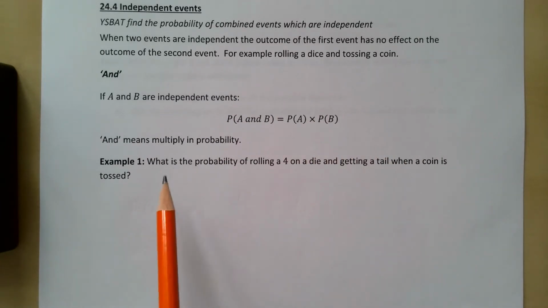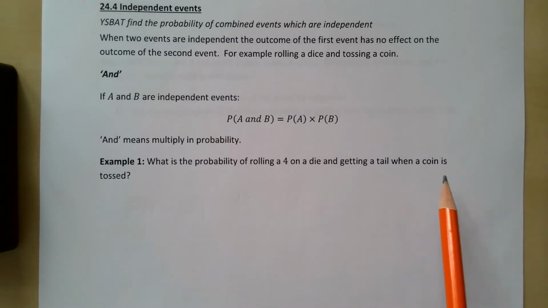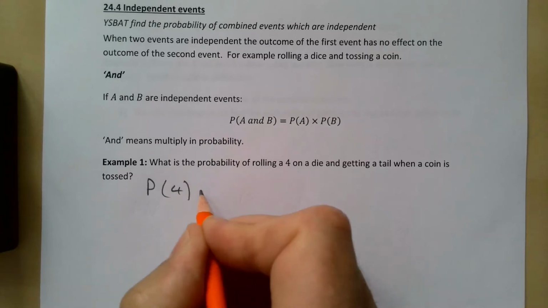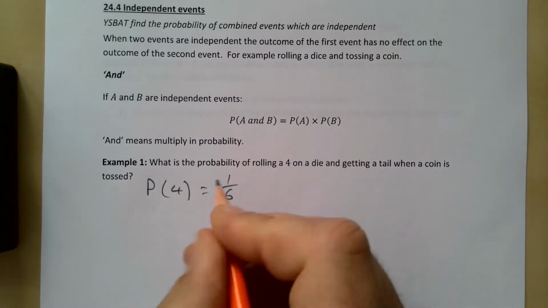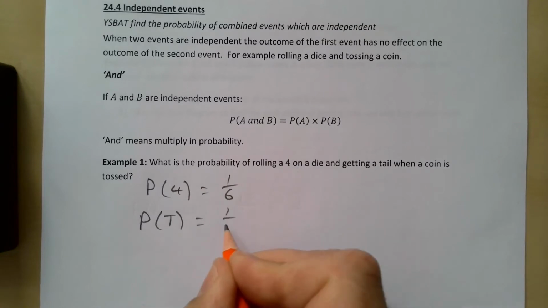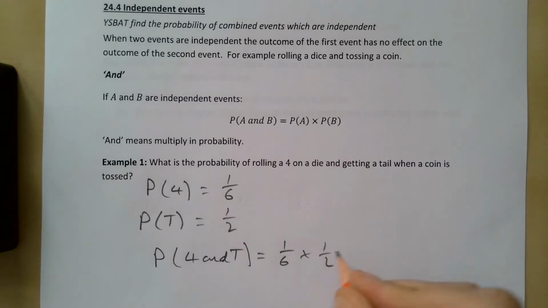That's effectively us. What's the probability of rolling a 4 on a dice and getting a tail when a coin is tossed? So the probability of rolling a 4 on a dice, I hope you'll agree, is a 6th. The probability of getting a tail when we toss a coin is a half. So the probability of a 4 and a tail is going to be a 6th times a half. That's going to give us then a 12th.